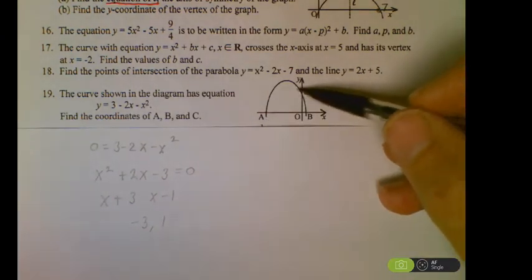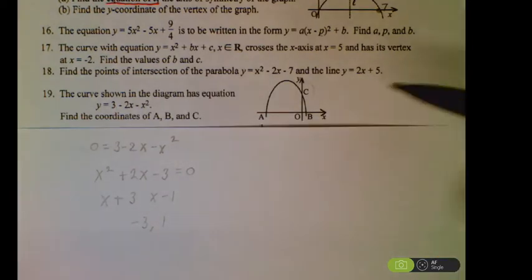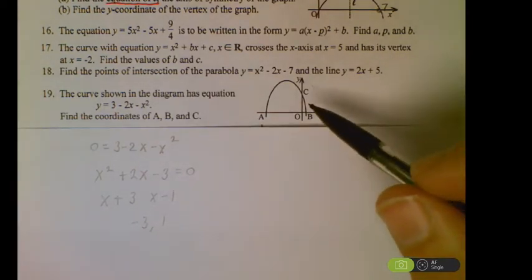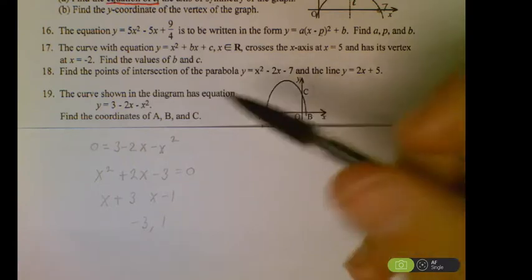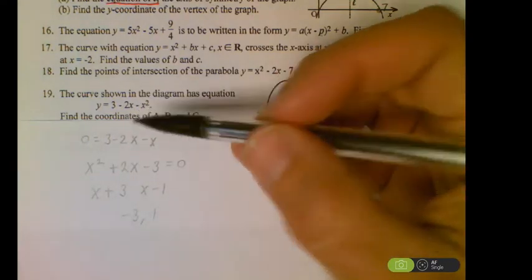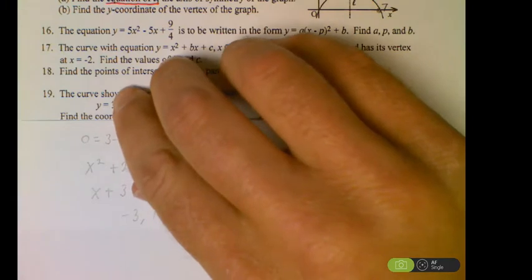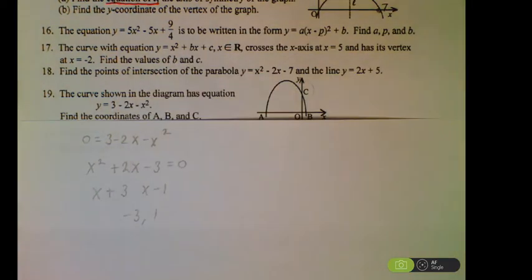So the only thing we'd be missing then is our C value, but he's on the y-axis. So when you're on a y-axis, that is where x is 0. So if I sub in a 0 for those two x's, well, all that would leave you with is y equals 3. So there you go, we got our C value.